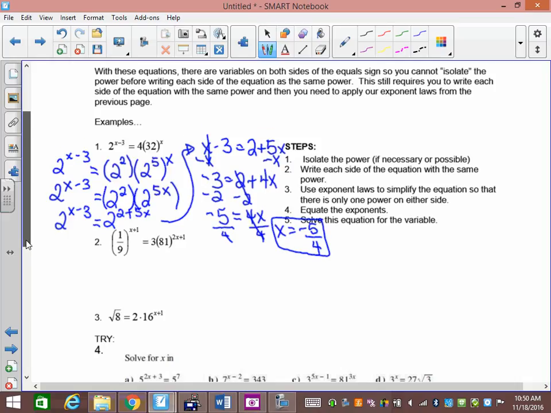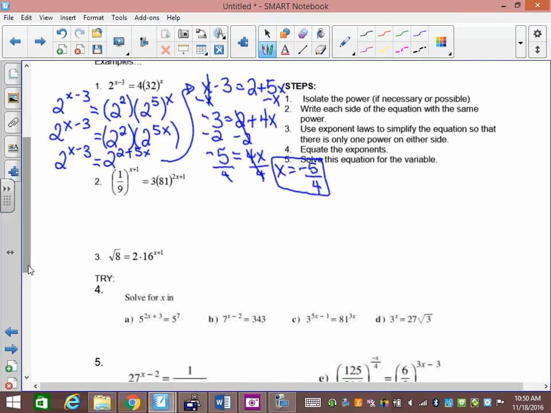I want you guys to try number 2. Remember, I'll give you a hint. You can make these all be base 3 somehow. Remember, 1/9 can become 9 if you raise it to the negative 1. You can make them all be base 3. My other hint is, what does this 3 have as an exponent?